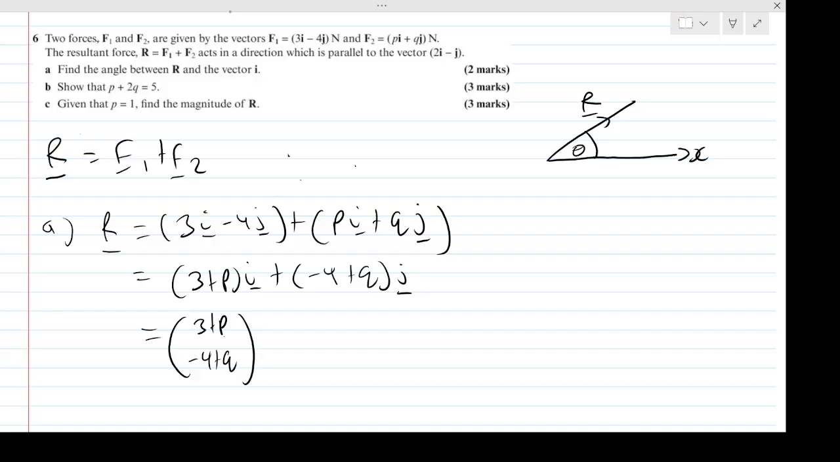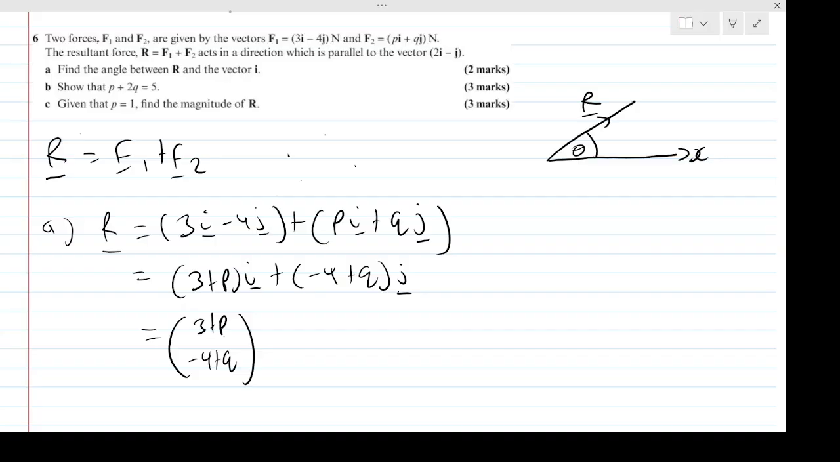But we are told this, and this is probably the hardest part of the question, right? We're told this resultant force, this vector here, which we just worked out, is in a direction that's parallel to the vector 2i minus j. Now, remember we talked about at the start of the chapter, two vectors are parallel, obviously, the scalar multiples, right? We will look into that. But actually, with them being parallel, that means the direction is the same.